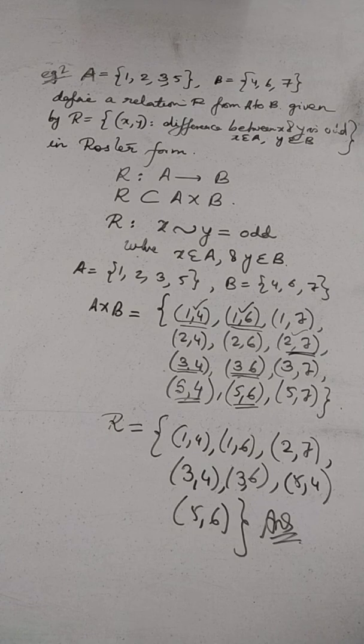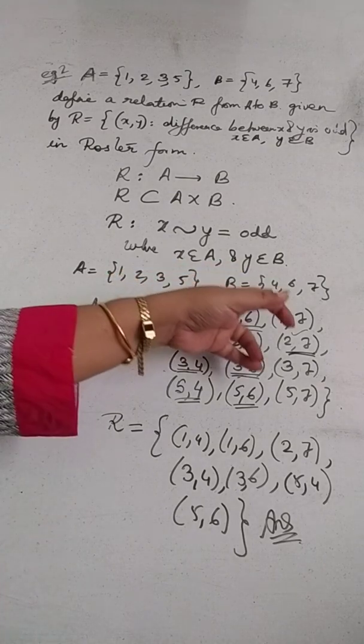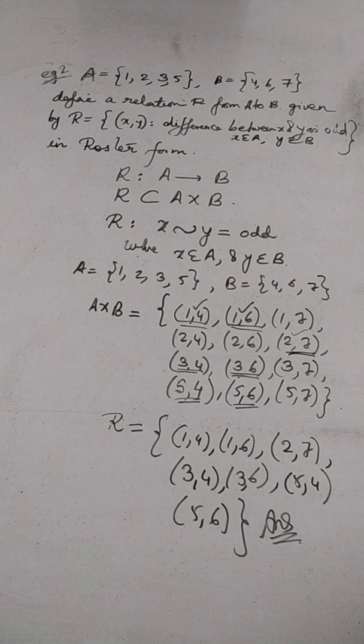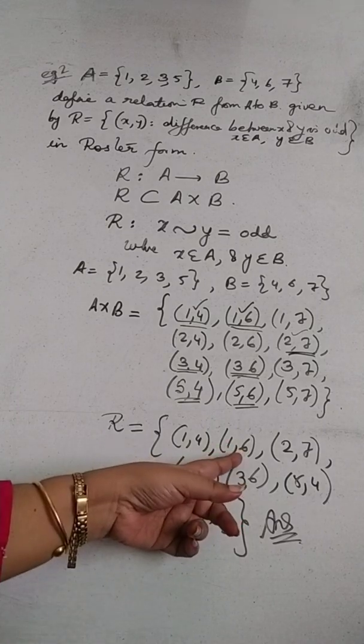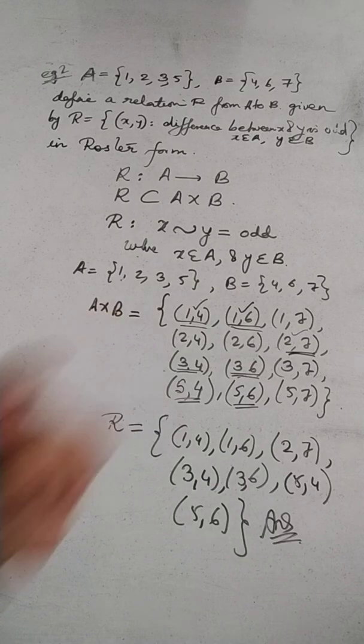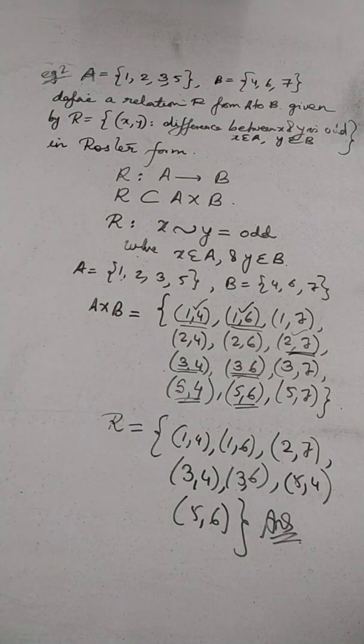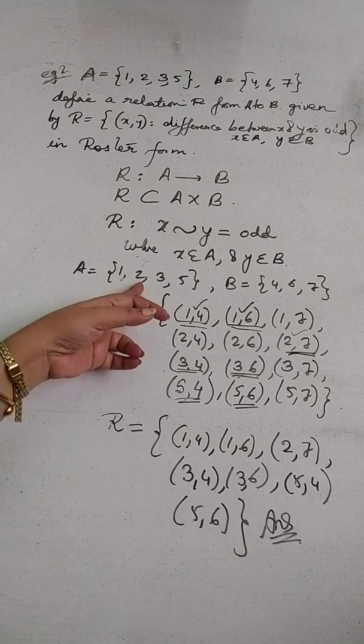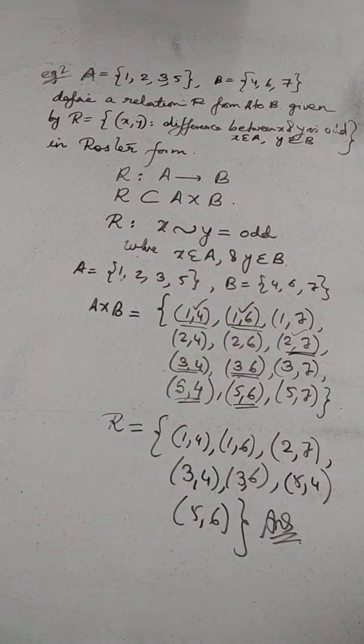This will put less stress on your brain. Otherwise, you can do it directly. Consider 1 with 4, mentally think whether the difference is odd, and write it. 1 and 6, the difference is odd, so you list it. 1, 7, the difference is not odd, so you will not write it. Then move on to 2. 2 and 4, the difference is even, so you will not list it. So this is the next example.